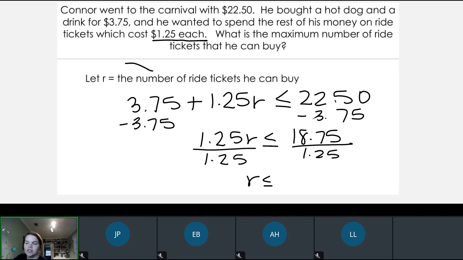Yeah, good, Lanaya. You're good to go. Good job. Yep, good, Angel. You're good to go. Have a good day. Good, Izzy. Have a good day. Yeah, good, Elijah. We're going to get R is less than or equal to 15. Very good.